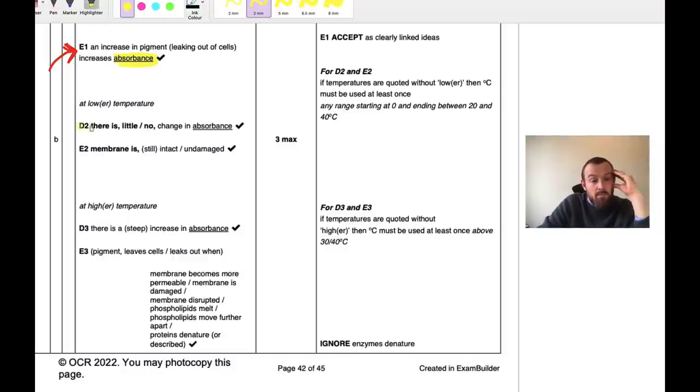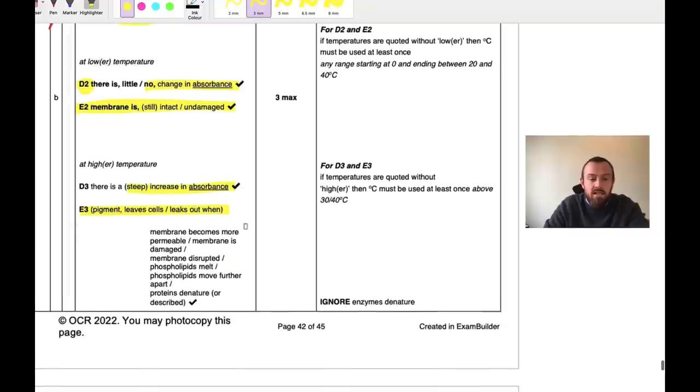This is the describe mark, D2, describe. No change in absorbance, underlined. E2, the membrane is still intact or undamaged. This is the explain mark, E for explain. Describe, no change in absorbance. Explain, it's still intact or undamaged. And then at the higher temperatures where it starts to ramp up, steep increase in absorbance, and that's because the pigment leaks out. And there's loads of things you could have said.